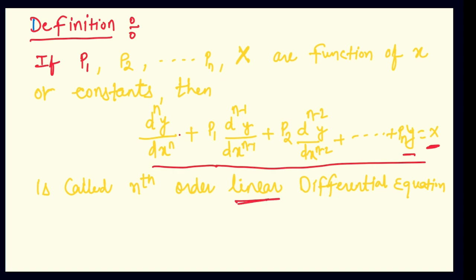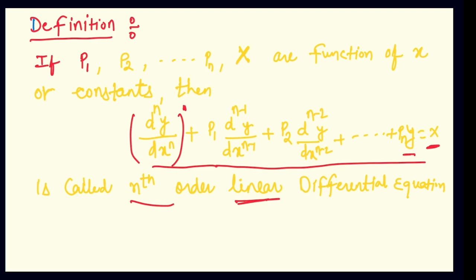Why is it linear? Because the power of the highest order derivative is 1, so it is linear, and the highest order derivative is nth order, so it is an nth order linear differential equation. Where p1, p2 and pn are functions of x, may be constants and may be functions of x.